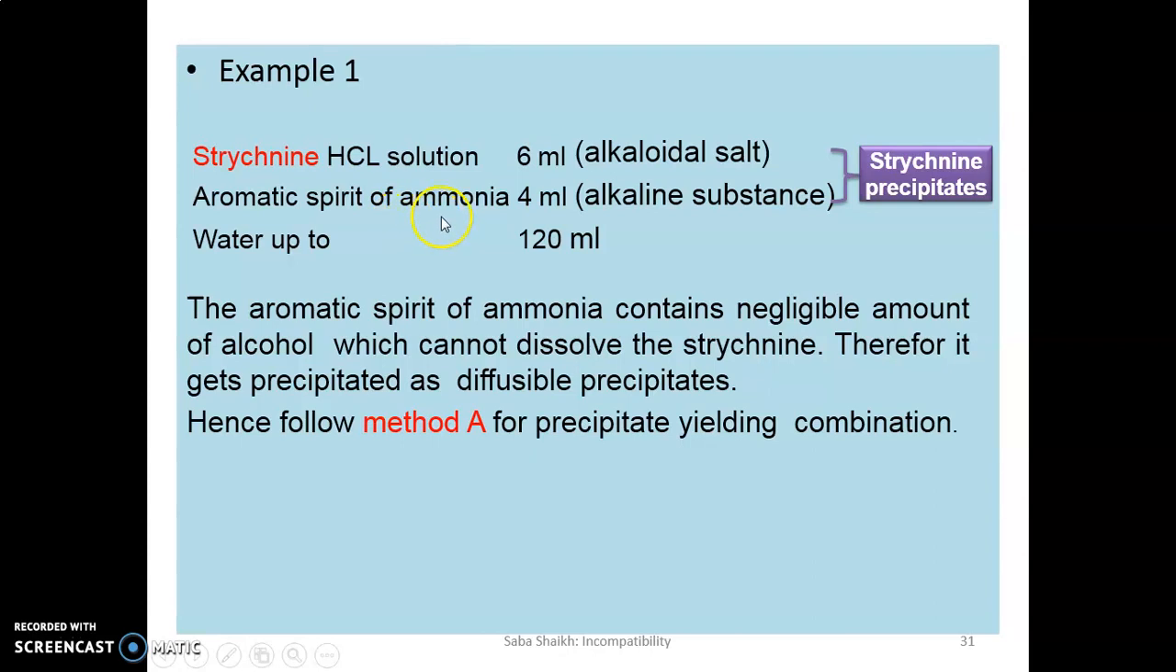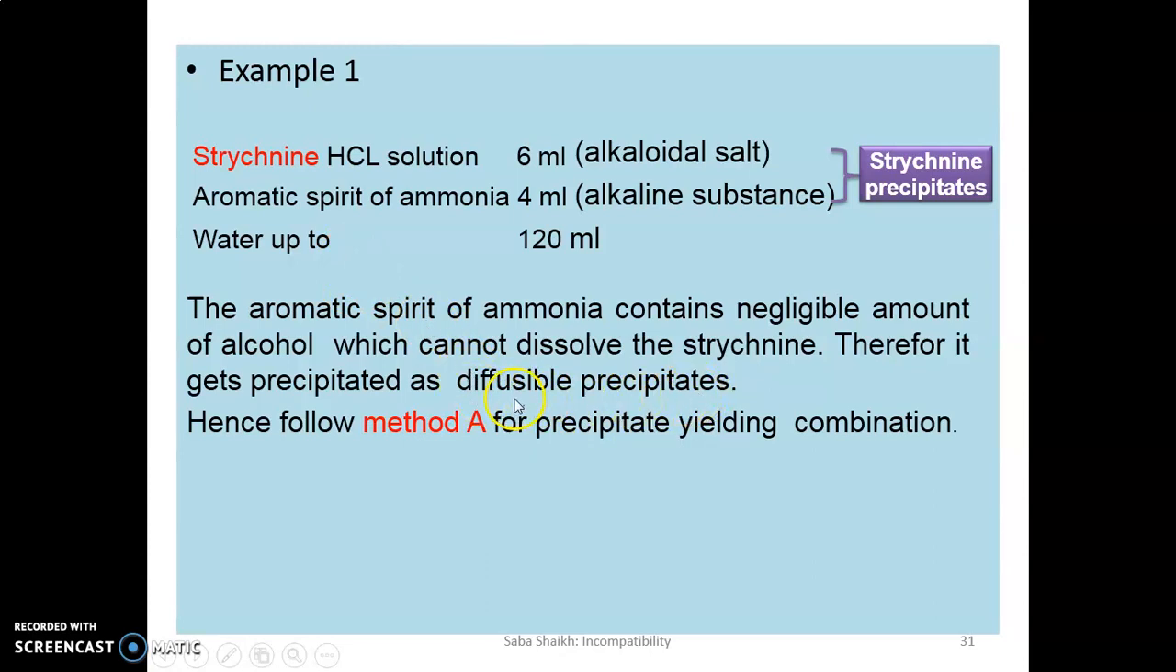Means aromatic spirit of ammonia, as the name indicates, spirit contains a small amount of alcohol, and we all know that in session 1 we have seen that presence of alcohol can reduce the precipitate formation. But here in aromatic spirit of ammonia, whatever alcohol is present is in a very small amount, and it will not be able to prevent this precipitate. Therefore, it will get precipitated. But because of the little amount of alcohol present, the precipitate will be of diffusible type.